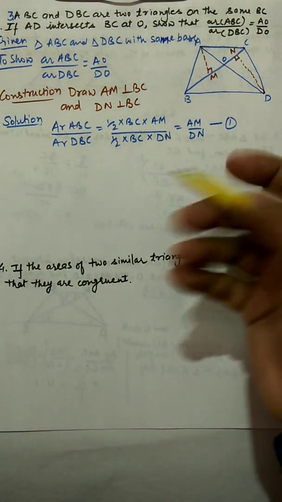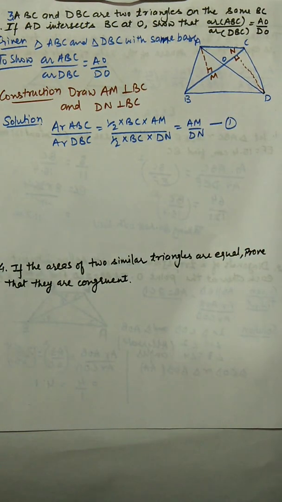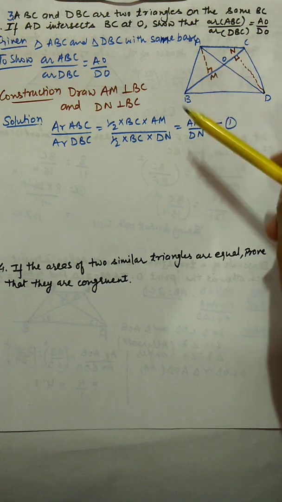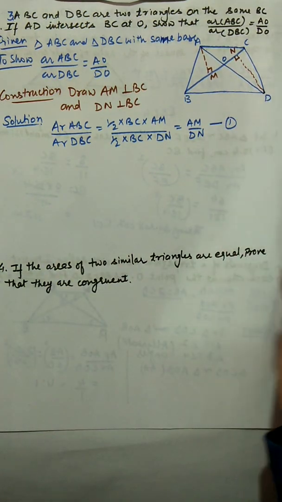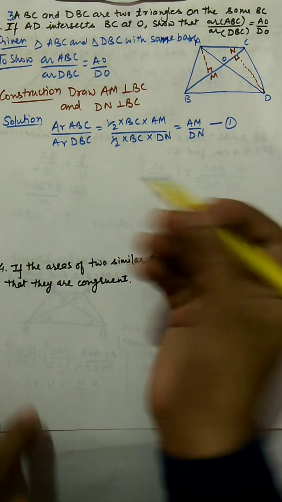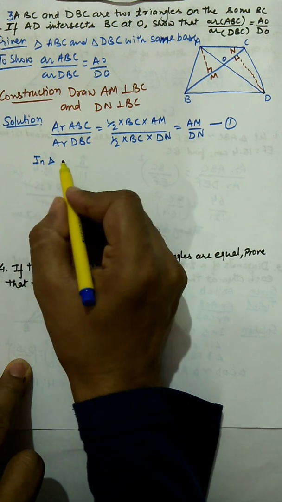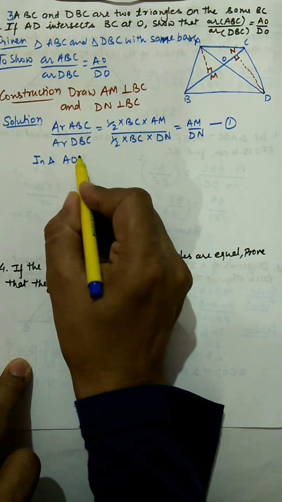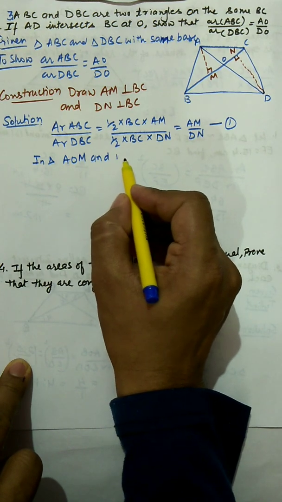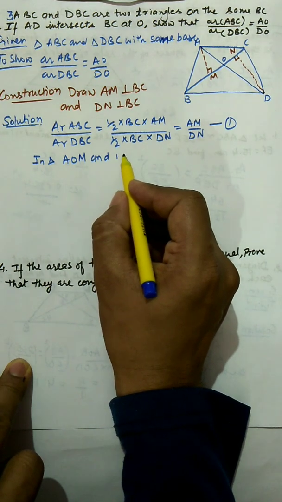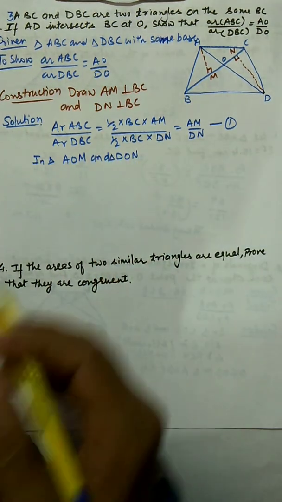After seeing this equation 1, we can think that we have to prove that AO upon DO is equal to AM upon DN, and once we prove AM upon DN equal to AO upon DO, our result will come. So let's start. We take these triangles. First take triangle AOM, and triangle DON. So these two triangles we have taken.